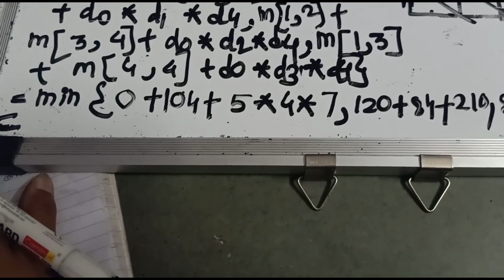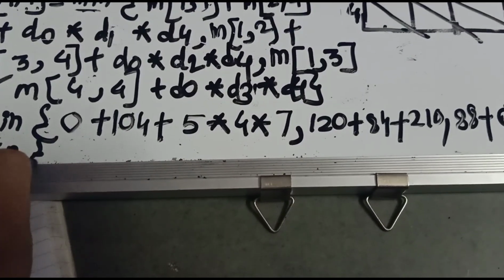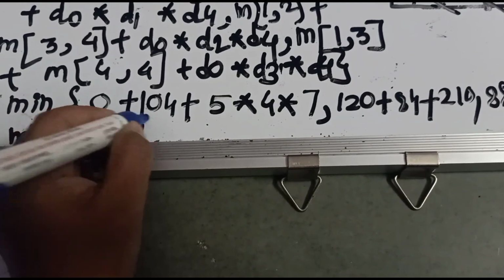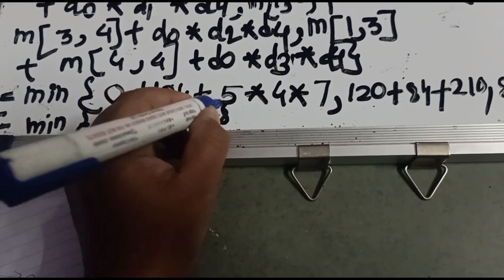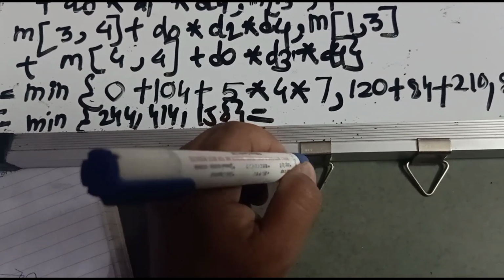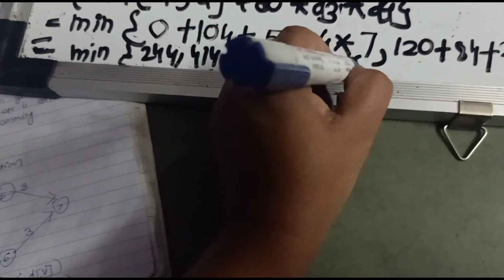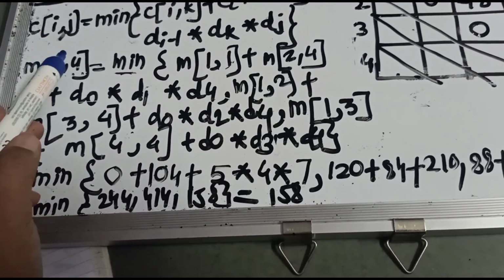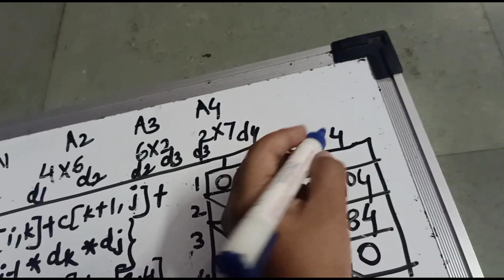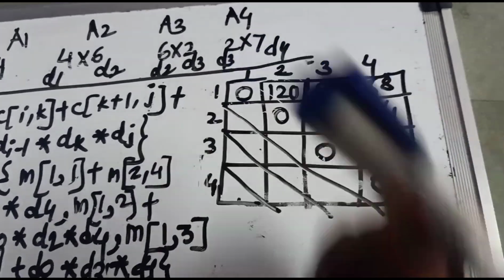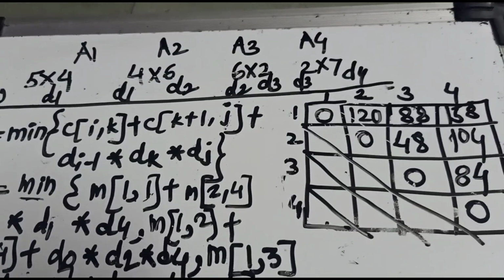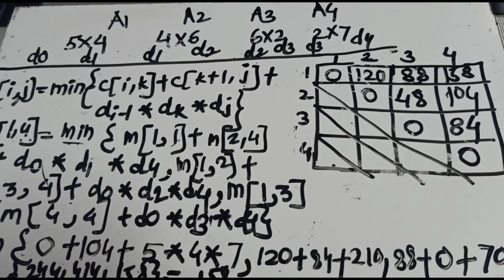If I calculate all the values here, to take the minimum, the first value is 244, the second value is 414 and the third value is 158. So the minimum value that I am getting here is 158. So the cost of multiplying matrices A1 to A4, I will update as the last value in the table: 158. So this is the table we get for the example given here. I hope this example is clear to you.